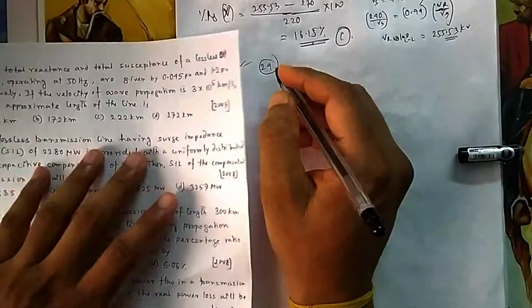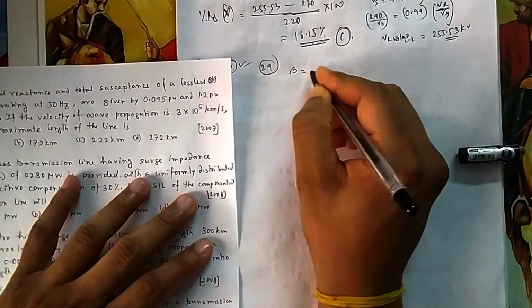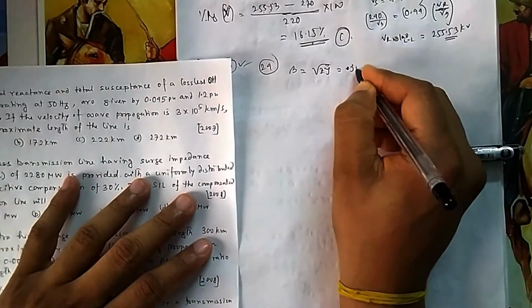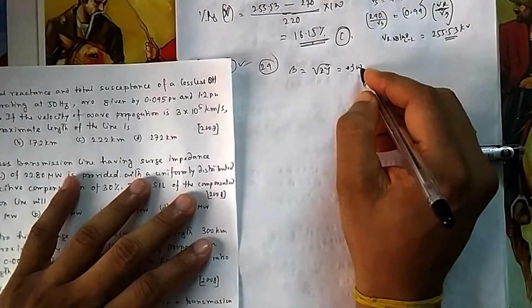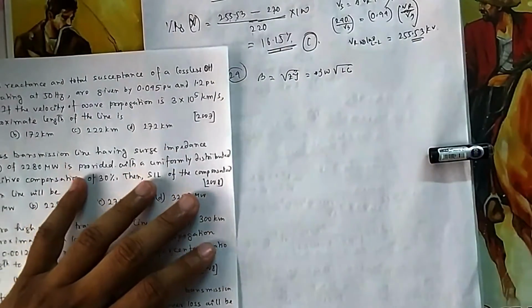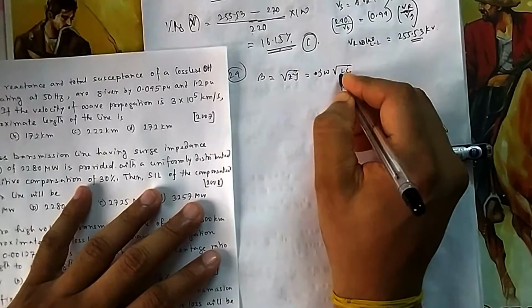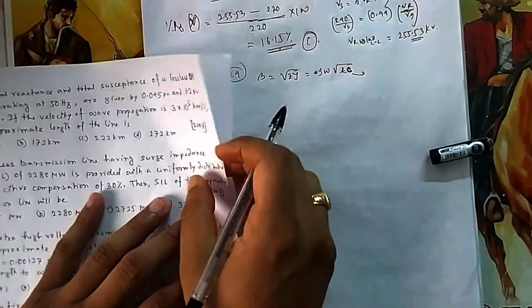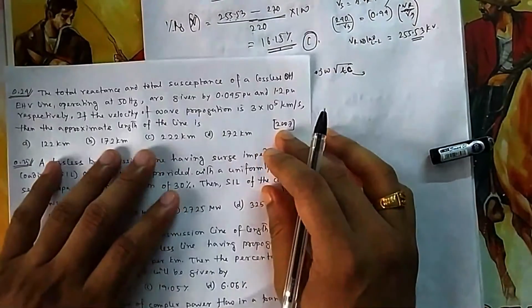Okay. So beta, this is the propagation constant, you know, that is root of z into y, which is nothing but j omega if you take outside, and then it will be omega root LC. Okay, these L and C, let me write it in small letters, are per unit length. That was your propagation constant. You have to be careful about L and C.